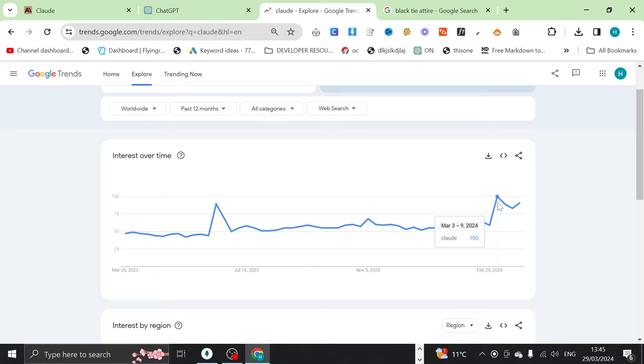So I find this super, super interesting. This Google Trends data is very, very interesting. Anyway, let's talk about the prompt.